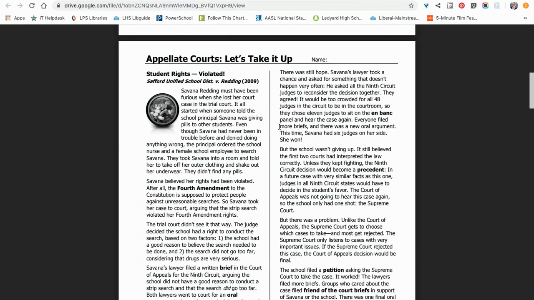Everyone filed more briefs, and there was a new oral argument. This time, Savannah had 6 judges on her side. She won. But the school wasn't giving up. It still believed the first 2 courts had interpreted the law correctly. Unless they kept fighting, the Ninth Circuit decision would become a precedent. In a future case with very similar facts as this one, judges in all Ninth Circuit states would have to decide in the student's favor.